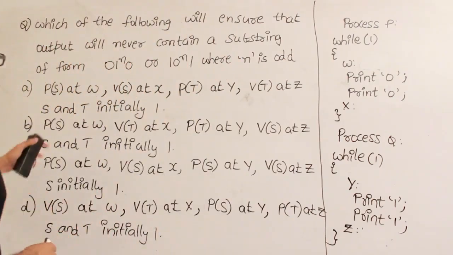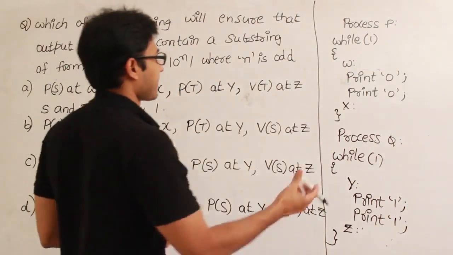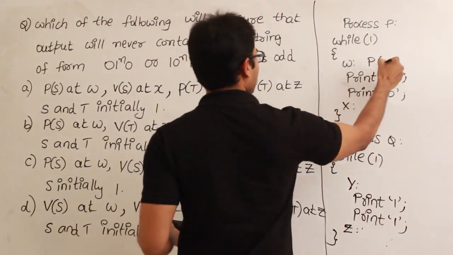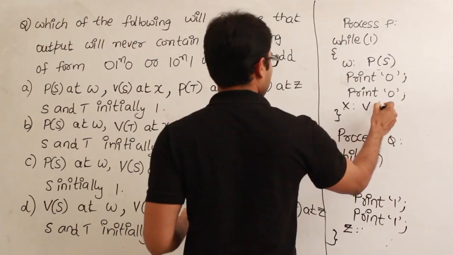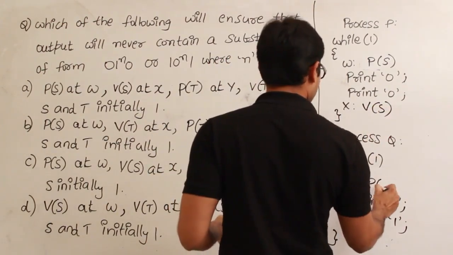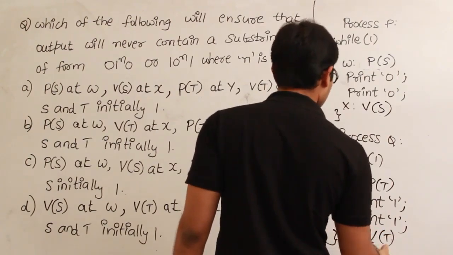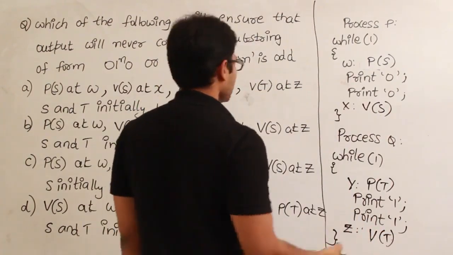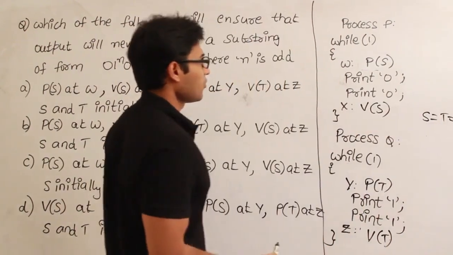Let's see option A. Option A says that at W it is P of S, at X it is V of S, at Y it is P of T, and at Z it is V of T. And then they say that both S and T are initialized to 1, S equal to T equal to 1. This is the condition. Now watch what happens.